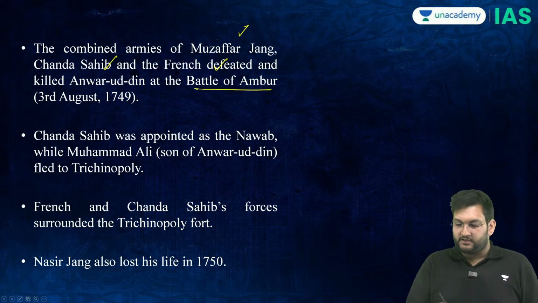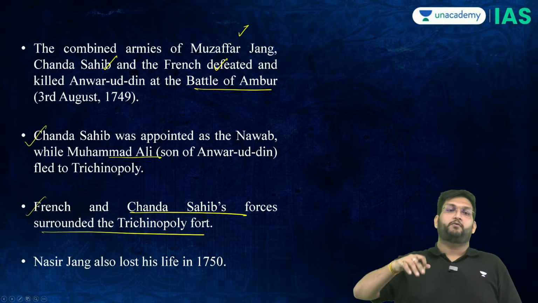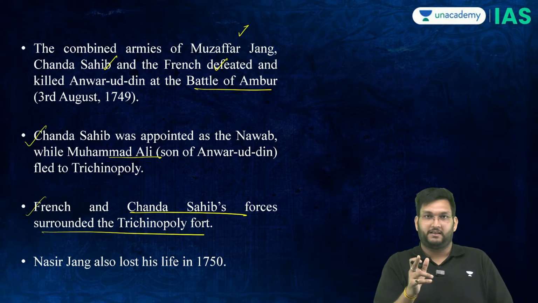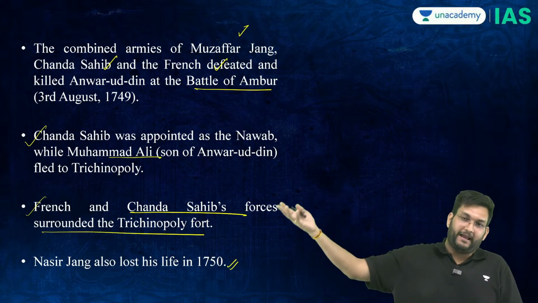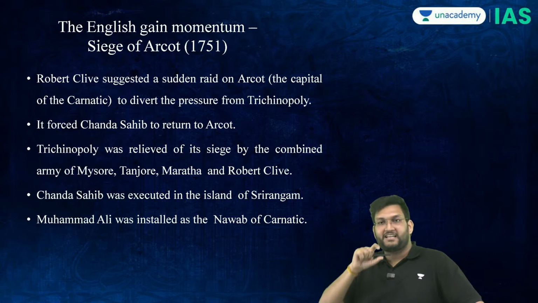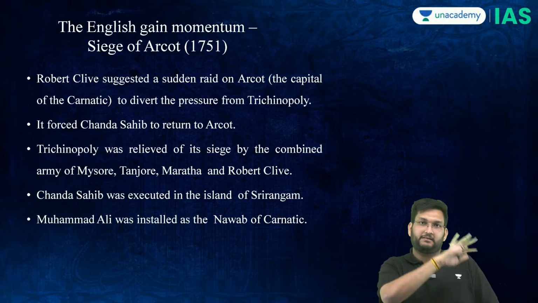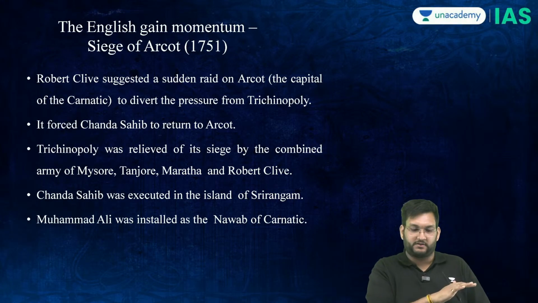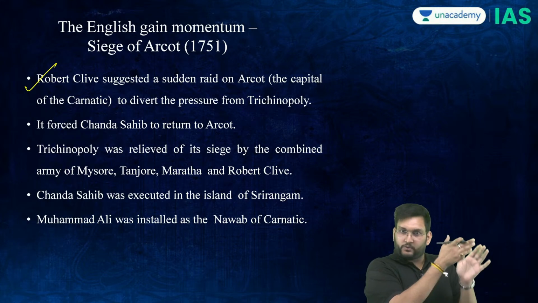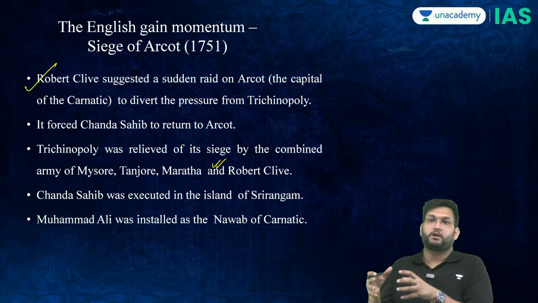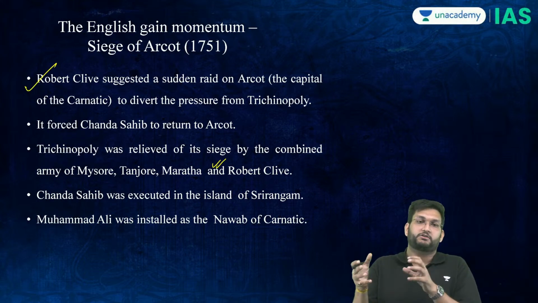Thereafter, Chand Sahib will then try to push into Trichinopoly. Thereafter, the French and Chand Sahib will surround the Trichinopoly fort, but it will not be successful, because it will take time. Nasir Jung will in the background get killed, and the siege of Arcot is where they will turn the tide. Muzaffar Jung and Salabat Jung concept comes through, but it is Robert Clive who will raid Arcot, turn the attention of Chand Sahib towards that sector, in turn leading to a combined force of the Mysorean sector, Tanjore, and even the Marathas helping the British because of the infighting.